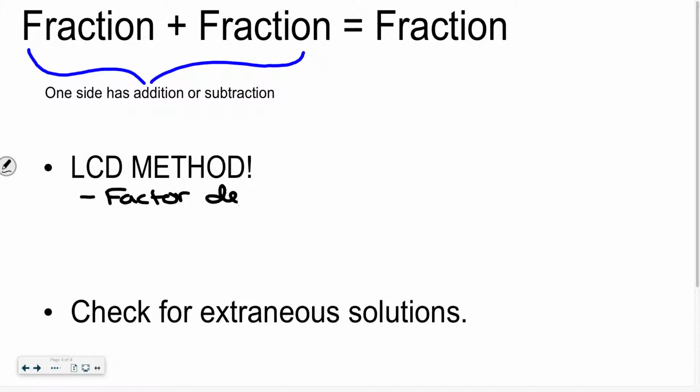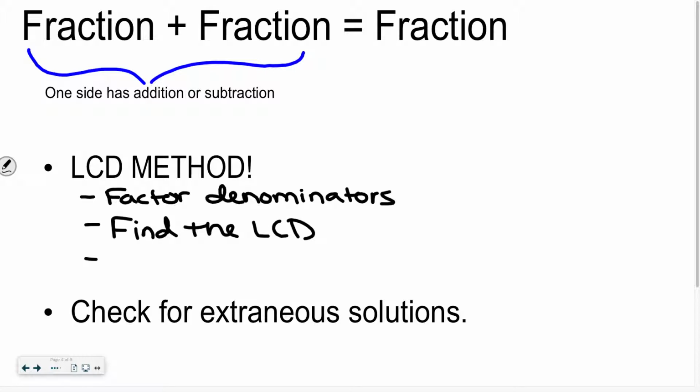LCD method, factor denominators. That goes back to that question that Abby asked about on your homework number 8. You won't be able to see the least common denominator until you've made sure that they don't already have any factors in common. So make sure they're factored. Okay. Find the LCD. And then multiply the whole equation by the LCD.